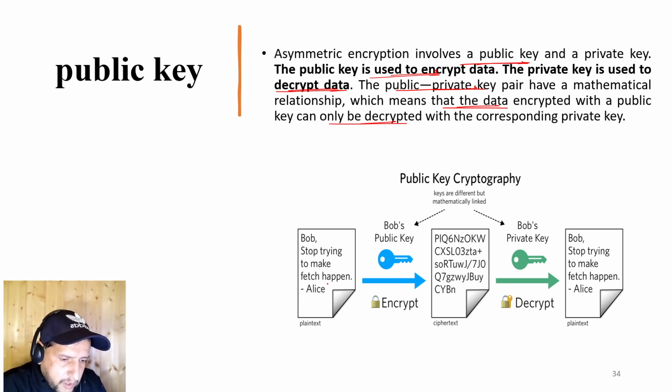Bob, stop trying to make fetch happen. This is Alice. She's sending a message to Bob. She's asking, hey Bob, can you give me your public key? This is like Bob's email, and she's going to encrypt the message. So this is a ciphertext. Now Bob uses his private key to decrypt the message. So this private key is like a password.